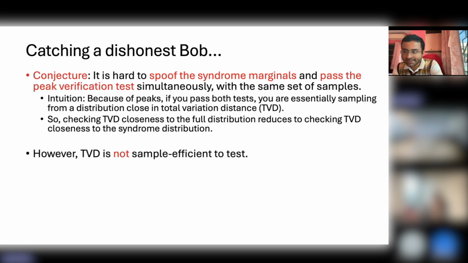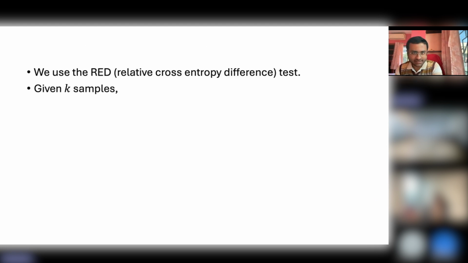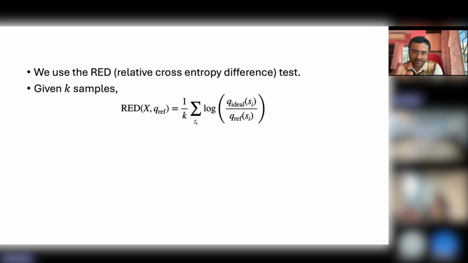But total variation distance is not sample efficient to test. So we use a proxy, and we use something very similar to linear cross entropy. We conjecture that the test we come up with is hard to spoof. We call this the RED test, the relative cross entropy difference test. So given k samples, we basically compute a figure of merit. And this Q reference is any efficiently classically sampleable distribution. Say it could be this Pauli spoofer that we just outlined.